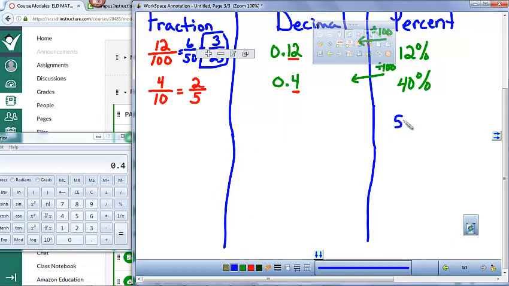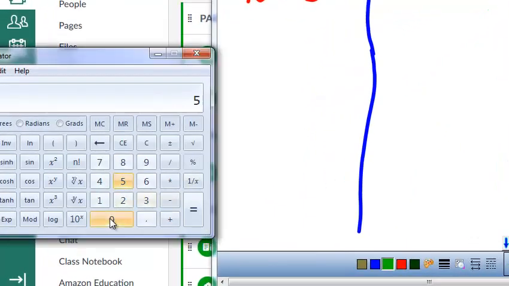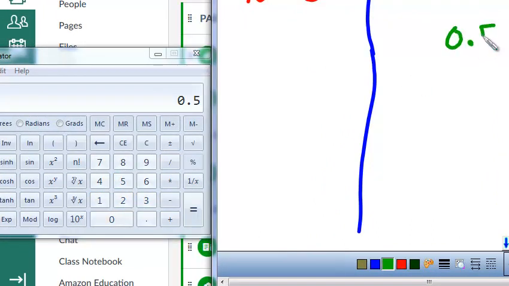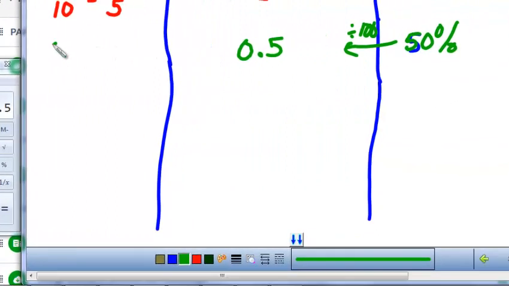Let's try 50%. All right, so 50%. So we're going to change it by dividing by 100. So 50 divided by 100 is 0.5. That's the same as putting 5 over, it's one number, so 10. And then we have to simplify, so we got a 5 and a 0, so we divide by 5. 5 divided by 5 is 1. 10 divided by 5 is 2. Okay.